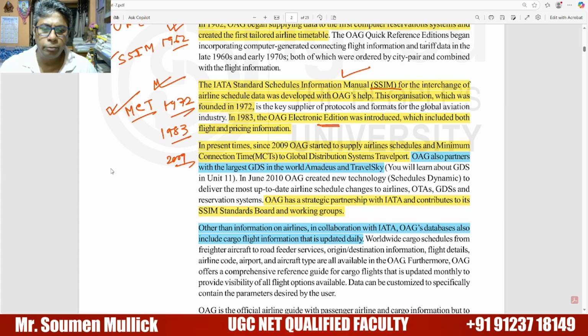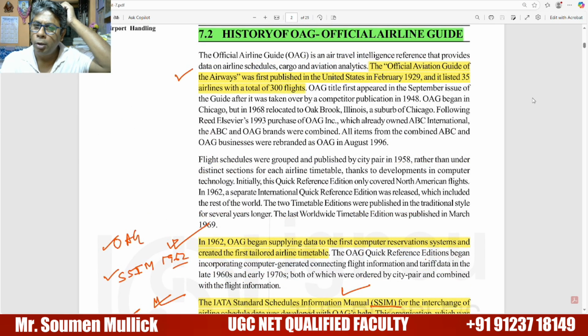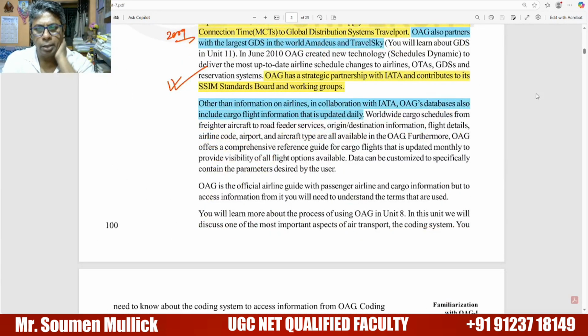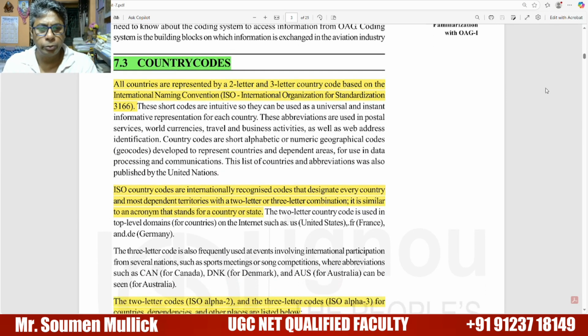These are the important information we have to keep in our mind. So these are the historical evolution and importance of the Official Airline Guide. Now we are going to understand the different country codes. All countries are represented by a 2-letter or 3-letter country code based on the International Organization for Standardization, ISO. Important term, 2 or 3 letter.